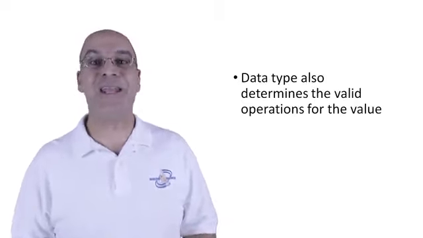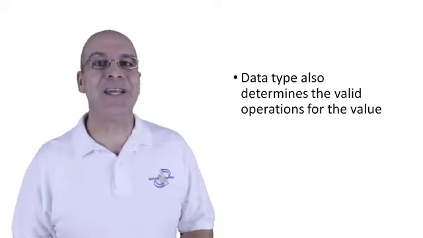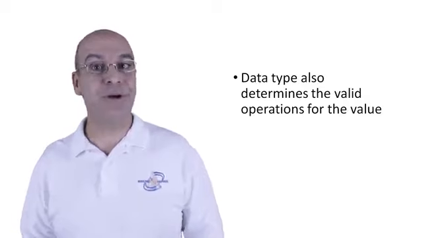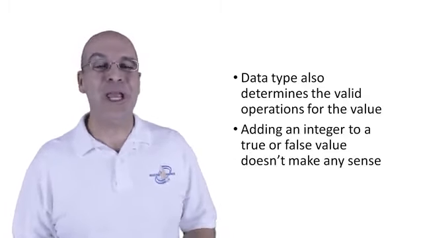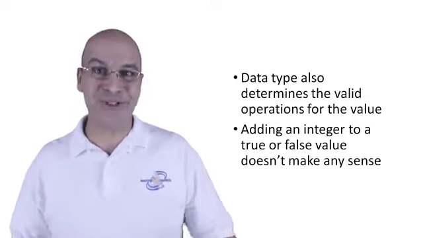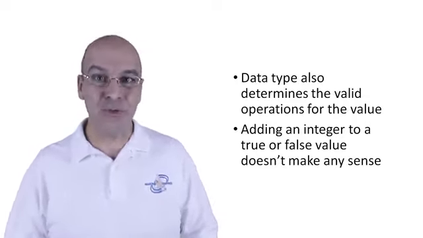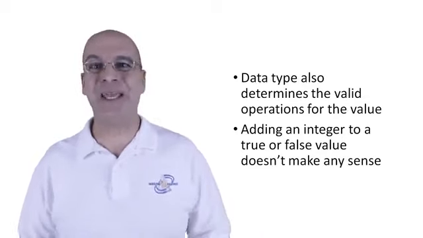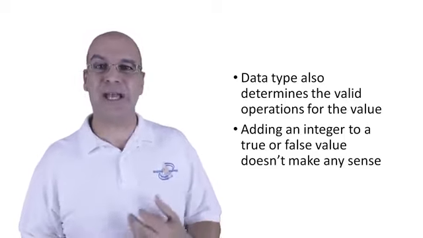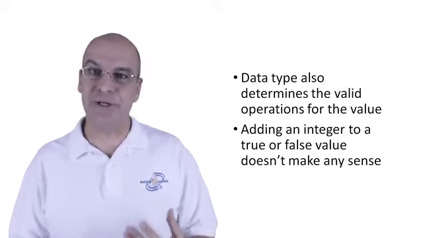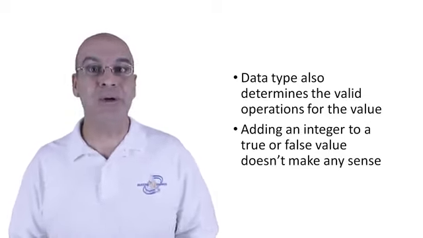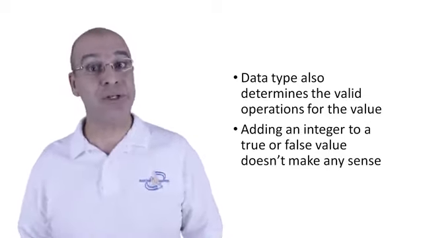The other thing that a data type tells us is the valid operations that we can apply to those ones and zeros. So for example, if we had those ones and zeros and they were an integer, taking those integer ones and zeros and adding them to true, for example, doesn't make any sense. And so a data type tells us two different things. It tells us how to interpret the bits at a particular memory location, and it tells us what we can do with those bits as valid operations.